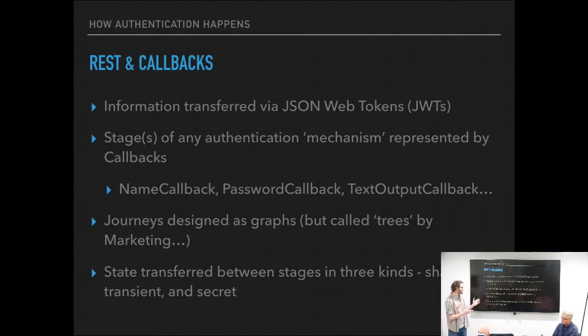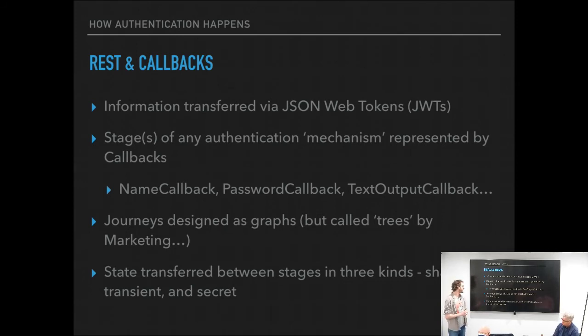So transient state is very useful if you want to perform a password collection and then do your data store decision. It means that we don't have to worry about putting your password into that jot that we're sending back to the client. And while, as I said, you can encrypt and sign those things, it allows us to avoid ever opening up that risk from occurring in the first place. And finally, we have a secret state.